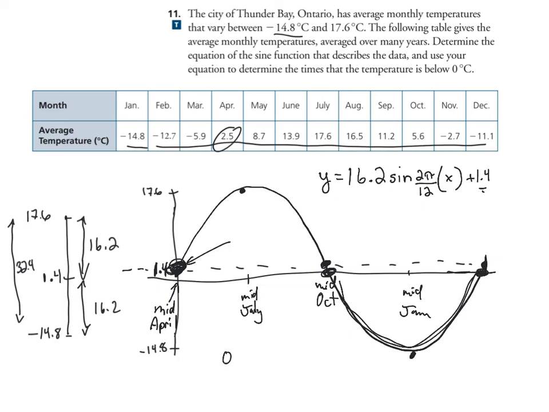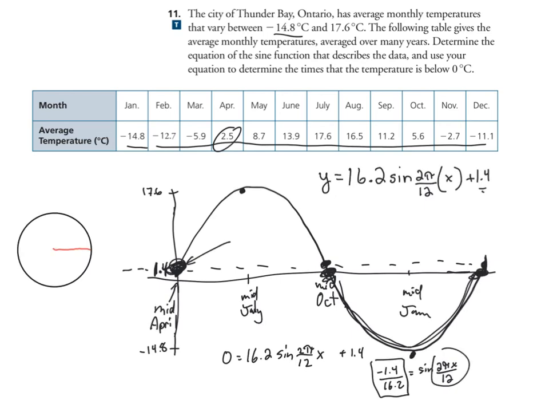So let's say 0 equals 16.2 sine 2 pi by 12x plus 1.4. I'm going to subtract 1.4 from both sides. Negative 1.4 divided by 16.2 is equal to sine of 2 pi x over 12. Now I have to do the sine inverse before I touch any of this. And I have to remember that there are two answers I'm looking for. This guy and this guy. So let's see. We're going to do the sine inverse of negative 1.4 divided by 16.2.